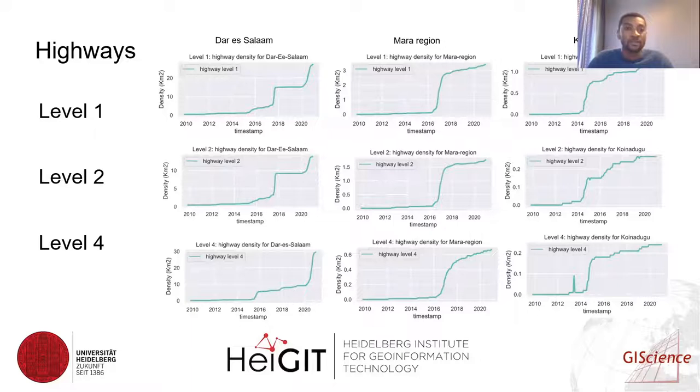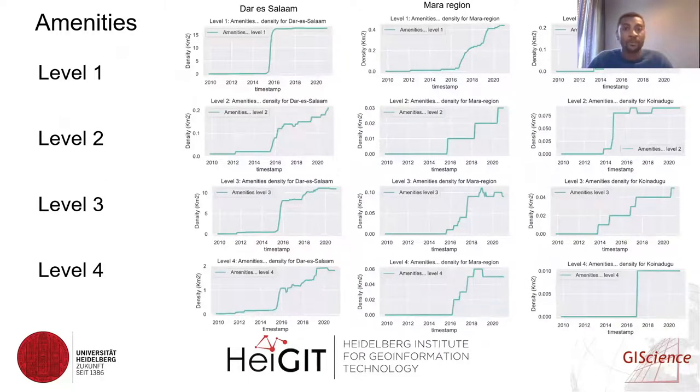A similar trend was also identified in highways, where sometimes the mapping activities tend to be simultaneously mapped. For example, in Dar es Salaam, level 1 and level 2 seem to be mapped differently from level 4. Similar is identified in the Maru region, but the mapping activities were quite different in the Kwanadu. In amenities, it was quite different, where the mapping activities happened differently across all the levels.